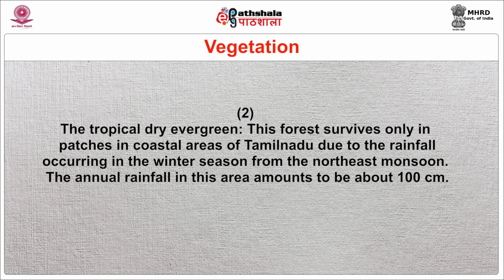The second type in this category is the tropical dry evergreen. This forest survives only in patches in the coastal areas of Tamil Nadu due to the rainfall occurring in the winter season from the northeast monsoon. The annual rainfall in this area amounts to about 100 centimeters.